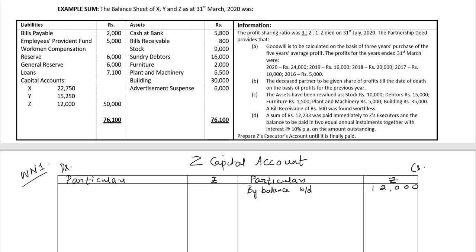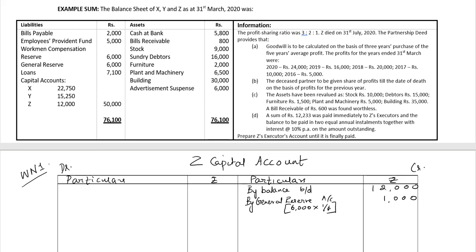We'll deal with the reserves next. There's a general reserve of 6,000 rupees by general reserve account. Amount of the reserve 6,000 rupees multiplied by Z's share in profits, which is 1/6, comes up to 1,000 rupees.